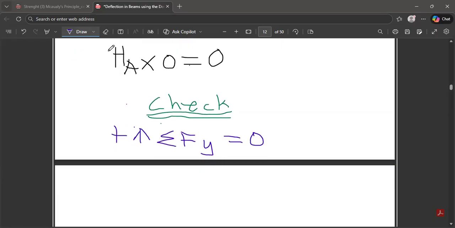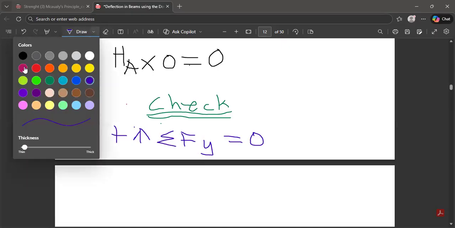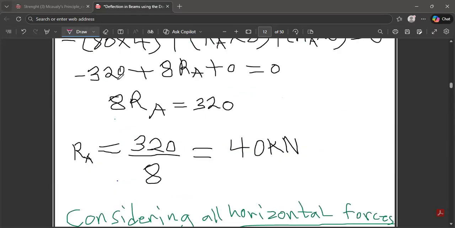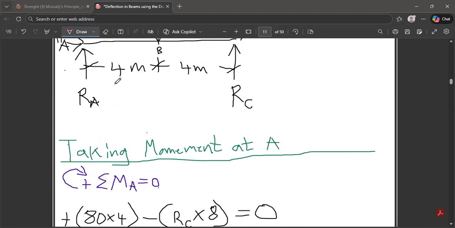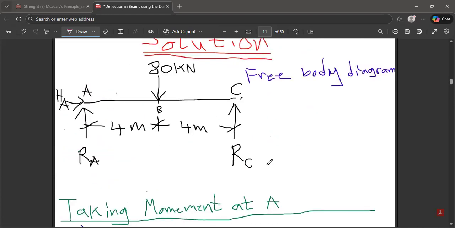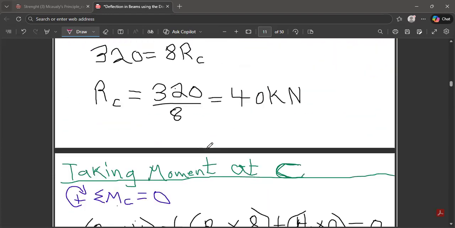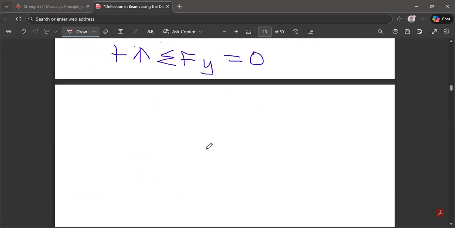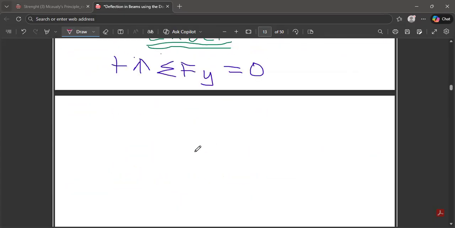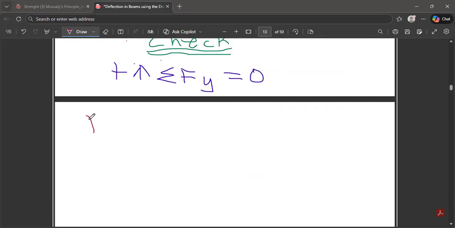So in our check, as we have in the question over here, reaction RA and reaction RC are moving up, so they're going to be positive. It's only the 80 that will be negative because you can see that it is coming down, moving towards the south. So this is RA minus 80 plus RC.